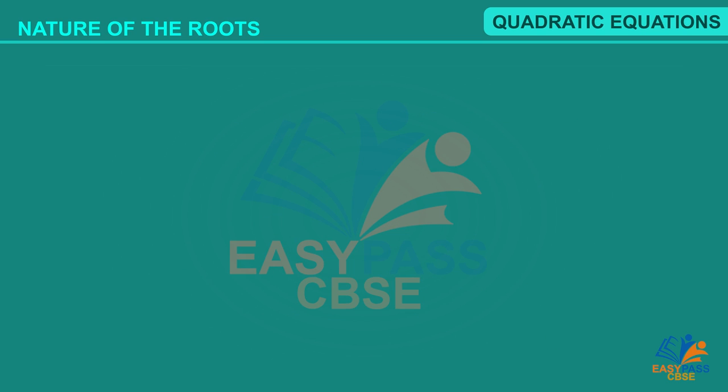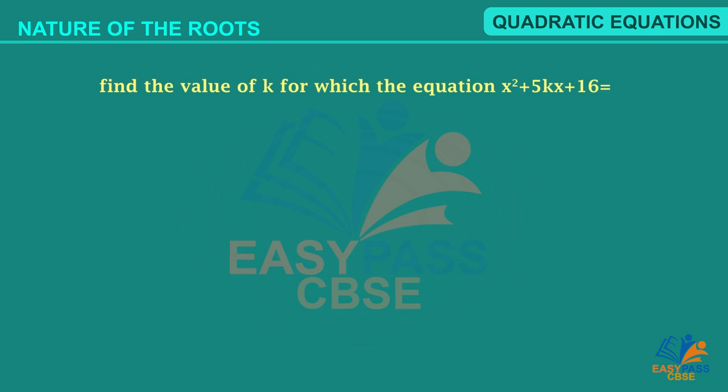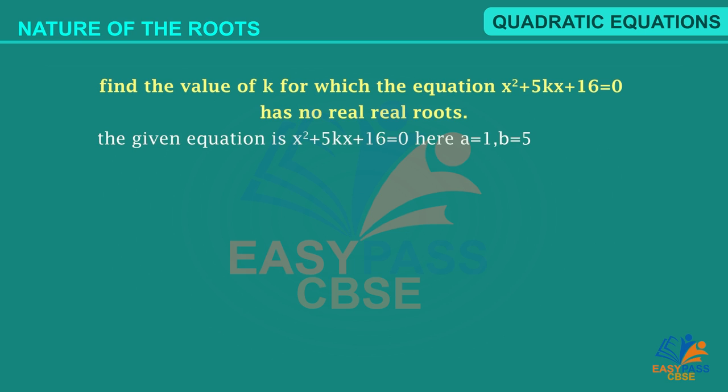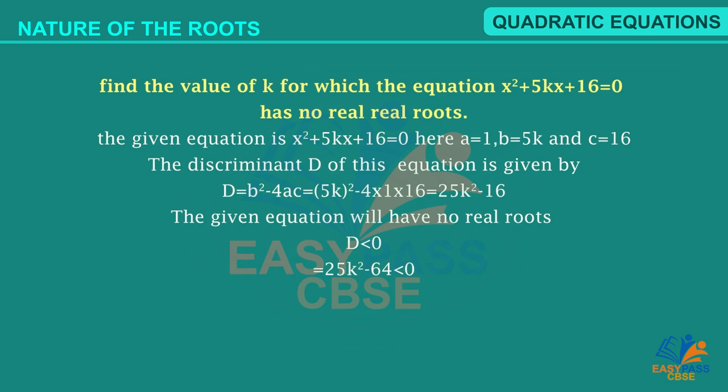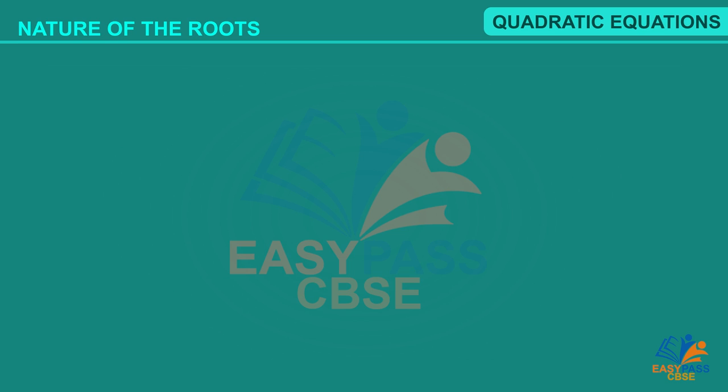Let us do one more question. Find the values of k for which the equation x square plus 5kx plus 16 equals 0 has no real roots. No real roots means the roots are not real. That means discriminant less than 0. So here, discriminant is equal to b square minus 4ac, 25k square minus 64, so it is less than 0. 25k square minus 64 less than 0 means k square minus 64 by 25 less than 0, or k lies between minus 8 by 5 and plus 8 by 5. Now, some more questions involving nature of the roots.